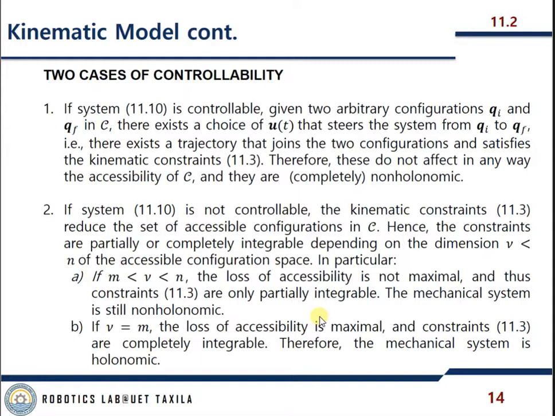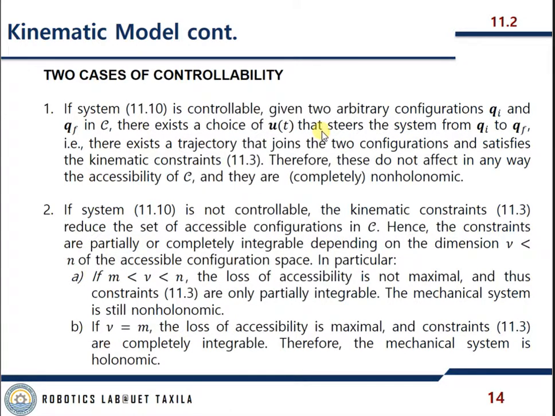integrable V, which is the accessible configuration space, and this space is less than n, the loss of accessibility is not maximal, and thus constraints 11.3 are only partially integrable. The mechanical system is still non-holonomic.